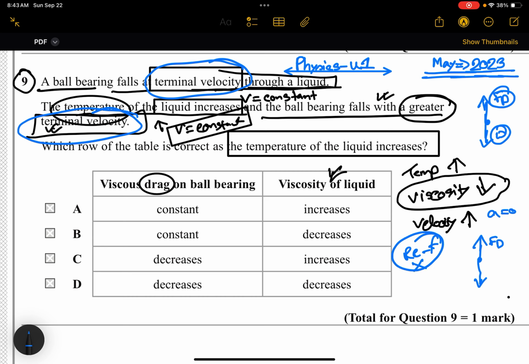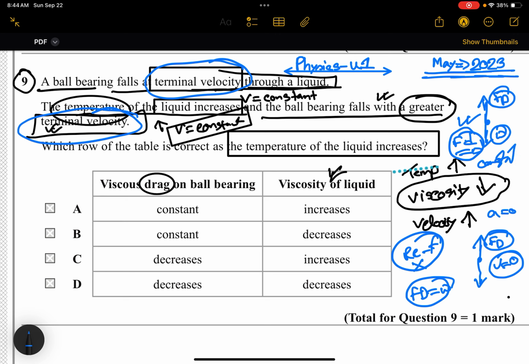As there is no resultant force, the velocity will also remain constant. So the drag force is equal to the weight. Drag force is equal to our weight. So the drag force remains constant as the velocity remains constant, but the viscosity decreases.